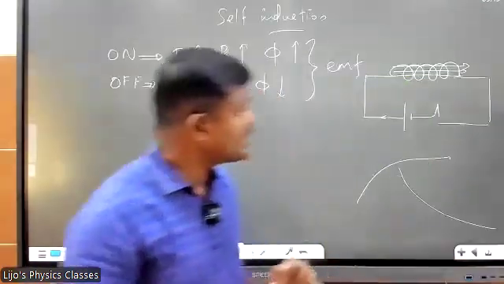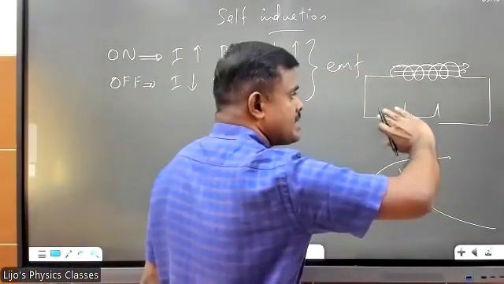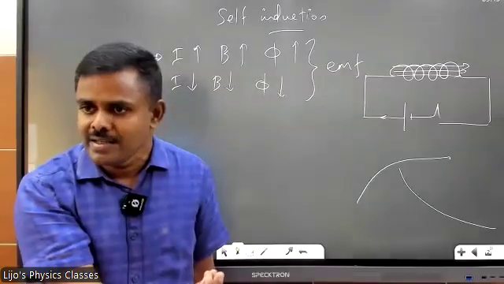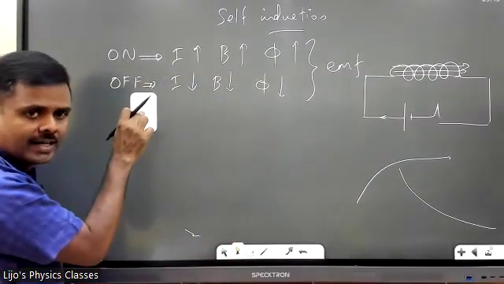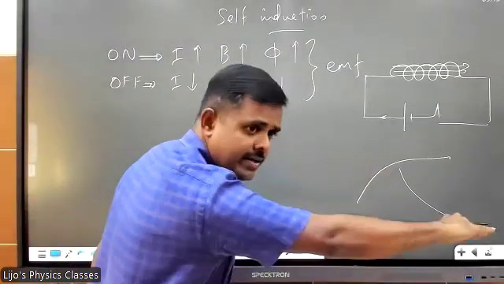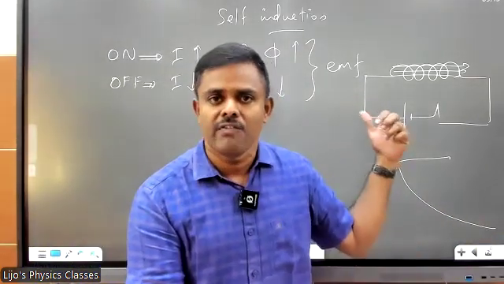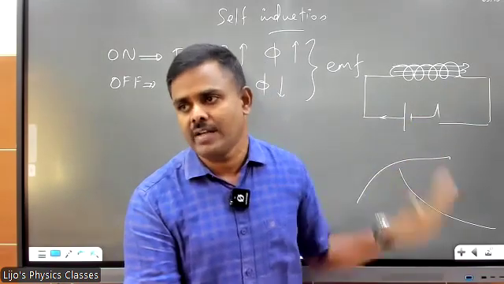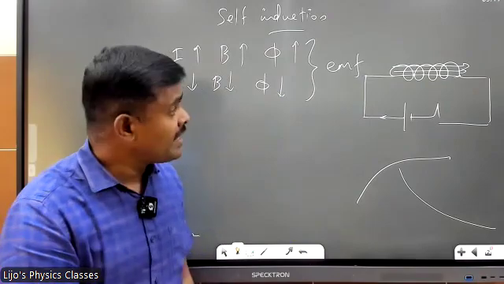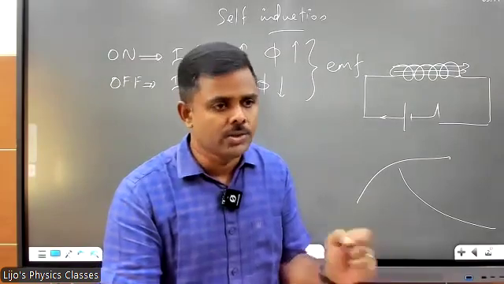Now here, what's happening? Look at this. I'm switching the circuit on. The current increases, so the field increases, flux increases. In a similar way, when you switch it off, current keeps decaying. Eventually, current becomes zero. So field decreases, flux decreases, EMF is developed. This phenomenon is called self-induction, and the EMF is called self-induced EMF.